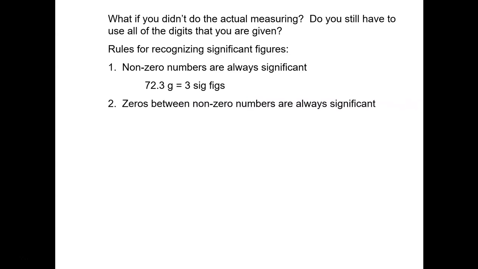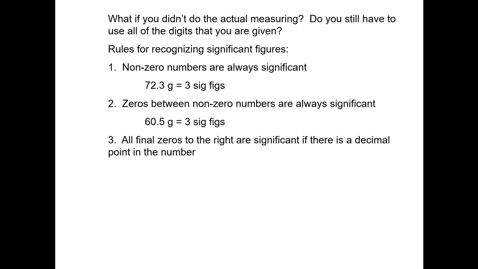Now, what about zeros? Well, if you have a measurement that has zeros that fall between non-zero numbers, then those zeros are also important and we can't ignore those. So if somebody said there was 60.5 grams, well, you can't ignore that 0 because if you take that 0 out, it becomes a completely different number. So it's really hard to ignore zeros that are between non-zero numbers. So those are always significant. All right, so again, that would be 3 significant figures.